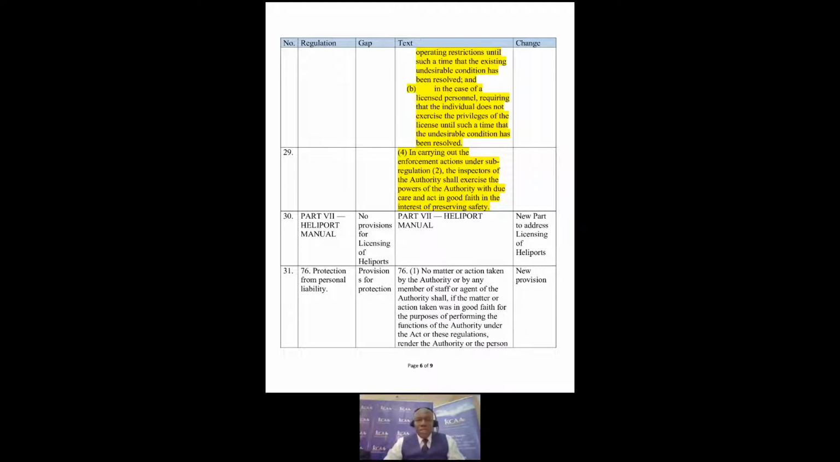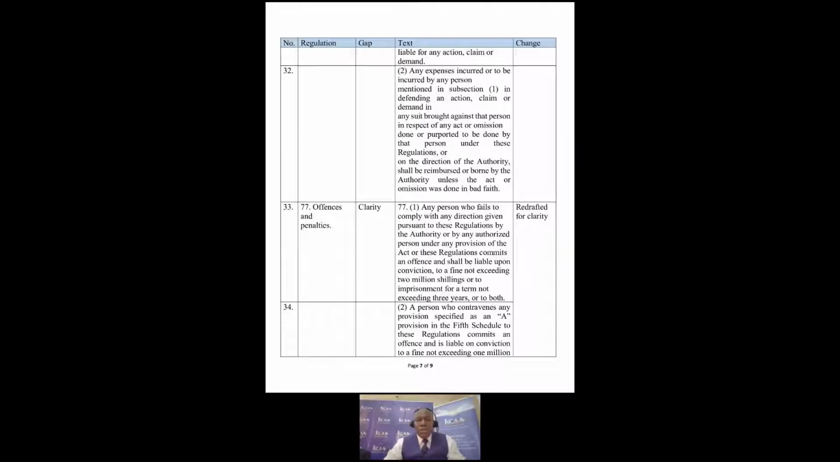Regulation 76 is a new provision which protects persons from liability, and this is a provision that is going to permeate itself throughout our regulation sets. It just deals with protection from personal liability.